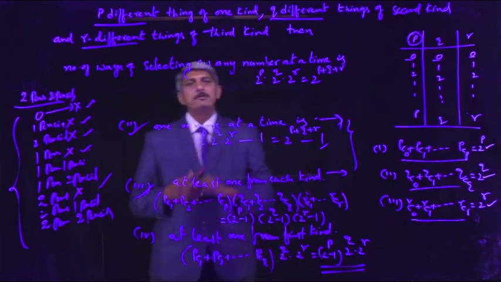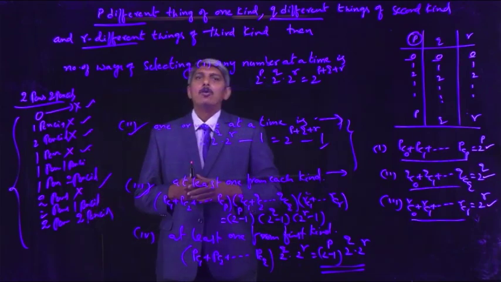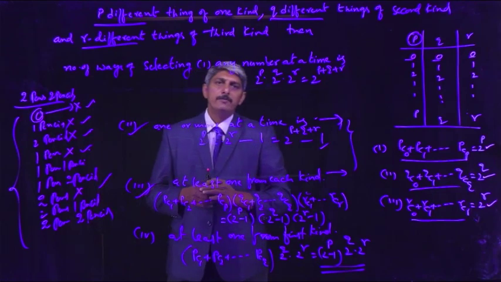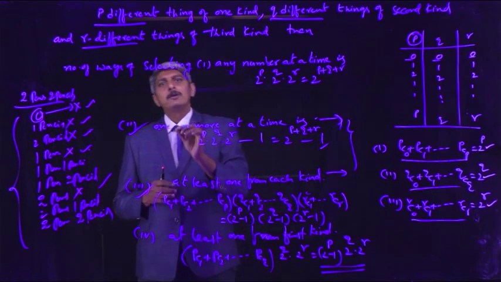That is the difference between at least one from each kind and one or more. One or more means we are excluding only 0 things. At least one means we select one from each kind.